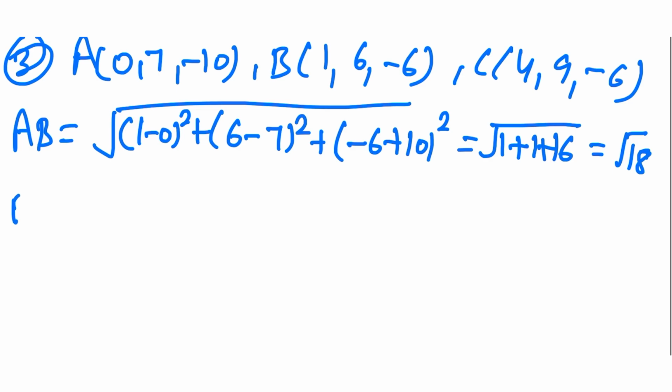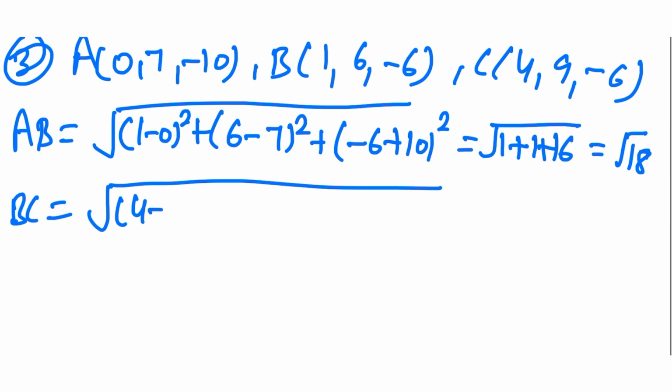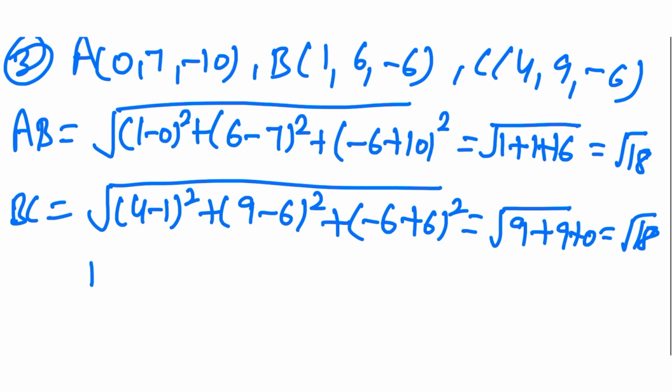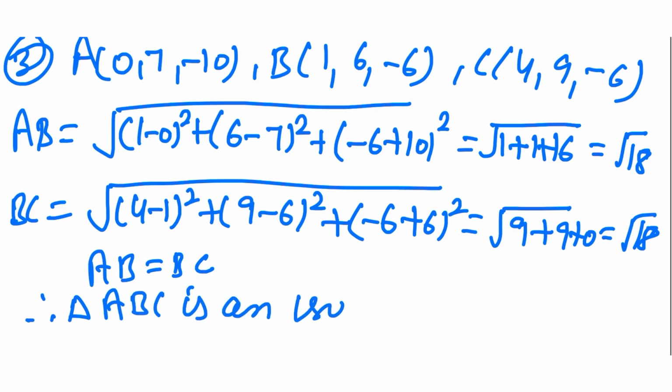Now we are finding BC. So it is also (x2 minus x1) square, (y2 minus y1) square, so (9 minus 6) square, and (z2 minus z1) square. So minus 6 plus 6 square is 0, giving 9 plus 9 plus 0, which is equal to root 18. As we can see, AB is equal to BC. So triangle ABC is an isosceles triangle.